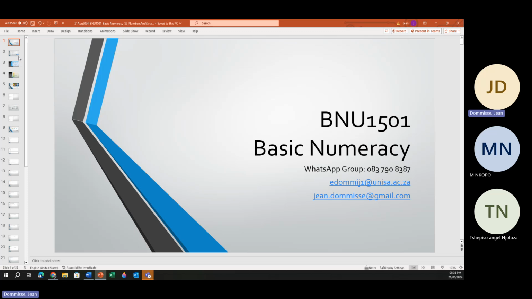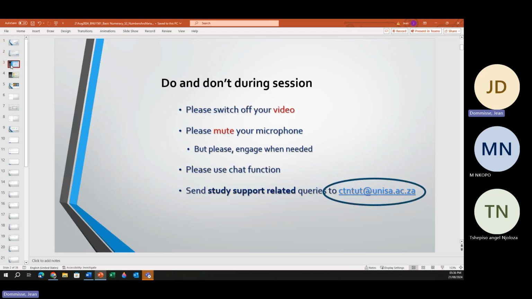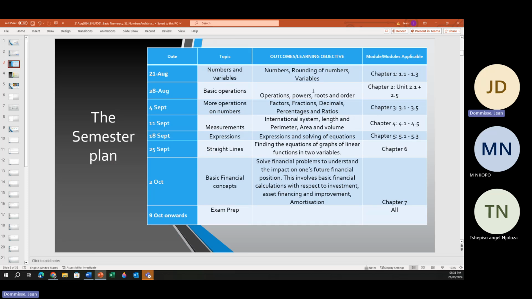sessions earlier. So today we are doing numbers and variables, but I also included a bit more in the exercises so that we don't just look at numbers and rounding off of variables. We are also looking a bit more at some of the other things, so that it can also be part of the prep for your assignments.